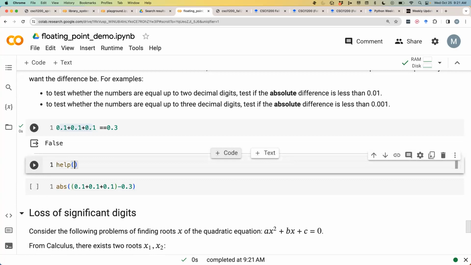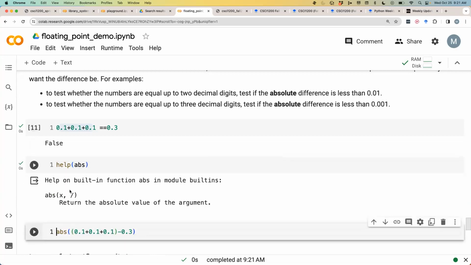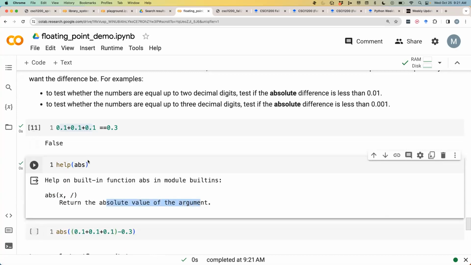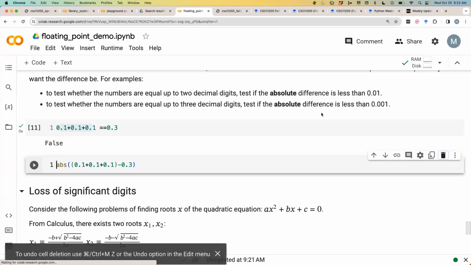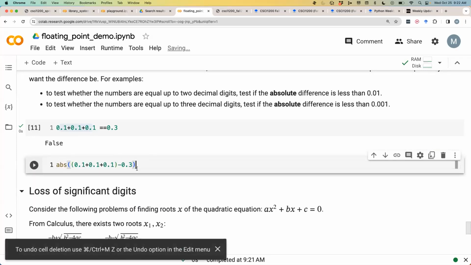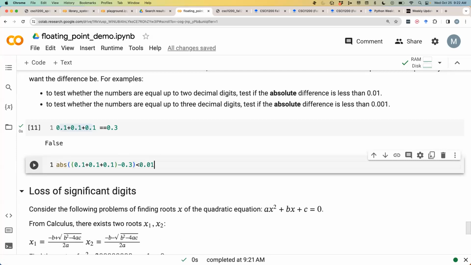Again, you can do help abs. Okay, it returns the absolute value of the argument. So the absolute value of a negative value will always give the positive of this negative value. So absolute will always give a positive value. Okay, whether it is less than, for example, a small number. This small number is called an epsilon. In mathematics, we like to use epsilon to mean small. So this depends on how accurate you want.